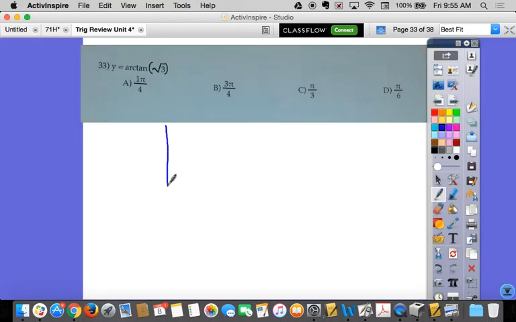Here we go again. Tangent, it's positive. First quadrant, square root of 3 over 1. Well, I didn't draw that according to scale, did I? But the point is that's 60 degrees. 60 degrees correlates to pi over 3.